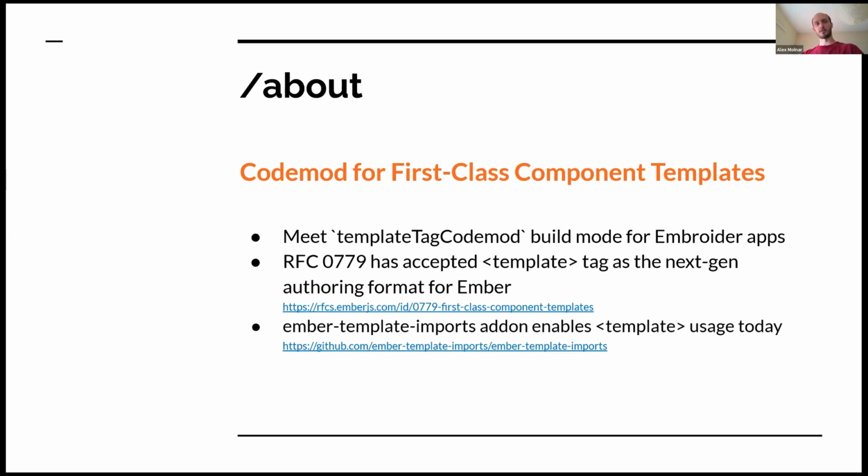First, some history. RFC 779 started in 2021. It has accepted template tag as the next-gen authoring format for Ember components. Since then, a lot of work has gone towards implementing the RFC. It was the first to describe what a code mod would need to do and the challenges that it would have to solve, like identifying where a given component, helper, modifier, or item came from. This is not trivial since in most apps, the items are all in one big global namespace. It would have to identify the source of a component, which could be an add-on.